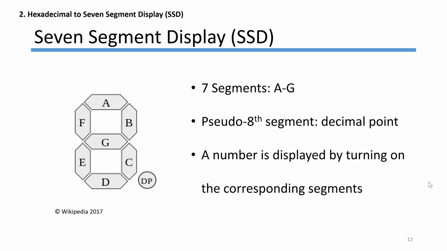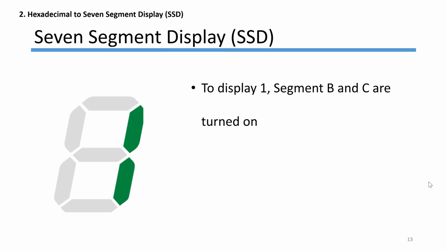And a number is displayed on the 7-segment display through switching on the corresponding segments. So for example, to display the number 1 on your 7-segment display, segments B and C are turned on. As you can see with the mouse clicker, that's segment A, segment B, segment C, D, E, F, and G. So to display the number 1, the segments B and C need to be turned on.